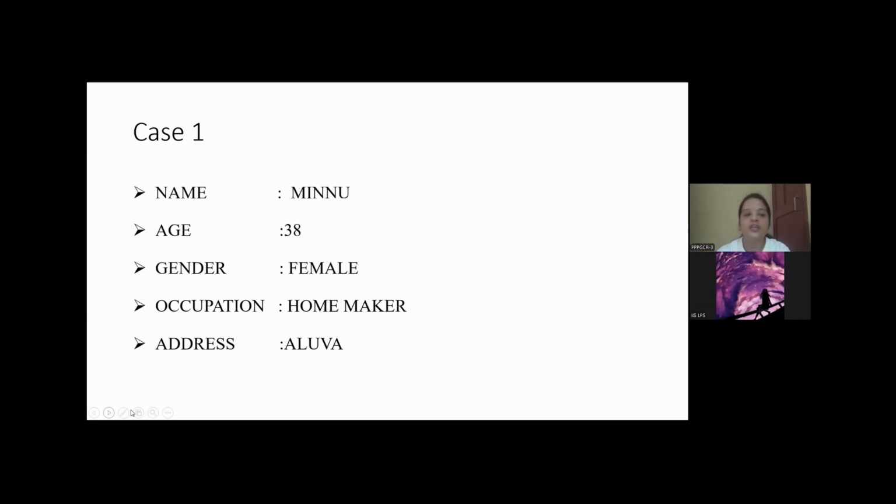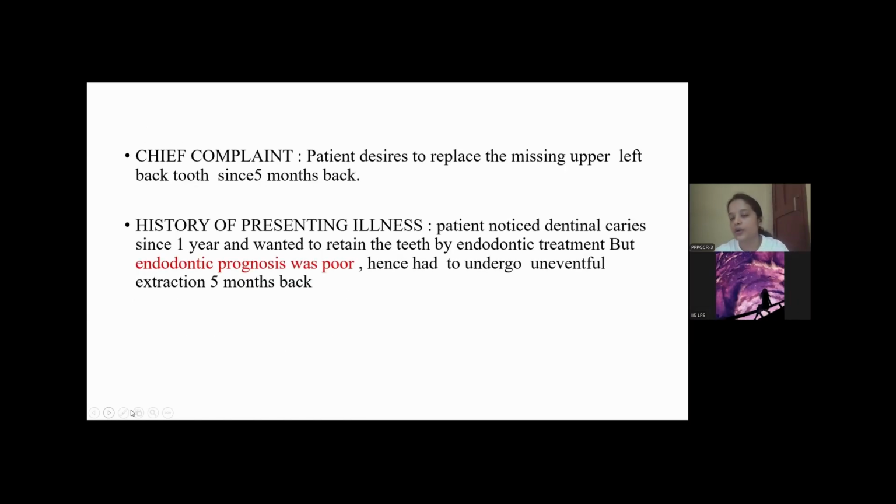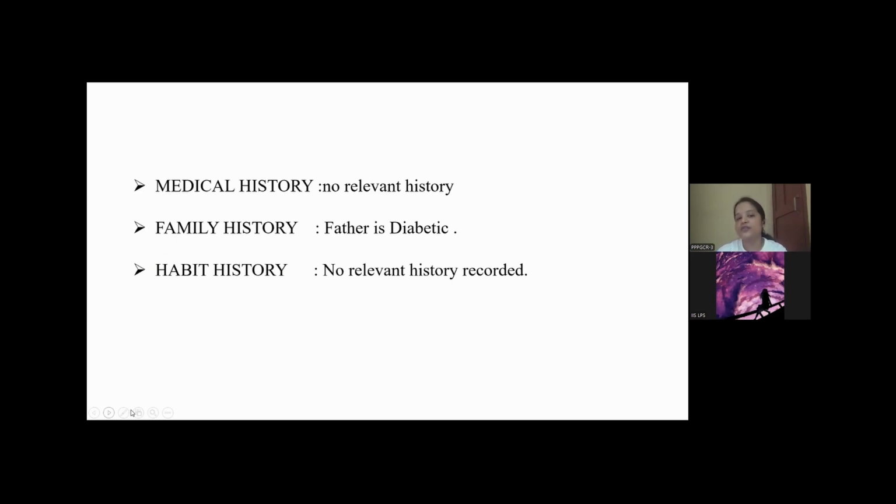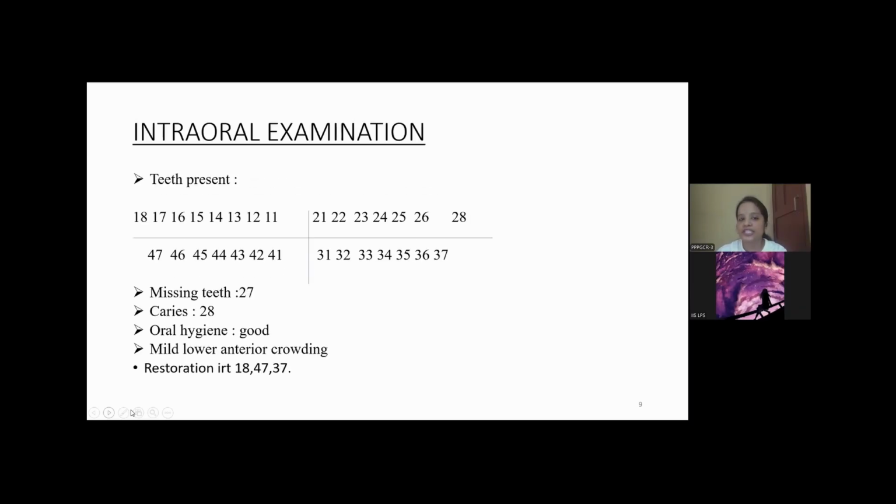osteodensification with densifying burs. A 38-year-old female patient came from Iowa wanting to replace her missing upper left back tooth, missing for 5 months. She wanted to retain that tooth, but the endodontic prognosis was very poor, and she had to go for an extraction 5 months back. Systemic evaluation showed no relevant history, but her father was diabetic. No other relevant habit history was noted. On intraoral examination, she had a missing 2.7 and caries in 2.8, which was eventually extracted during the course of treatment. She also had good oral hygiene.